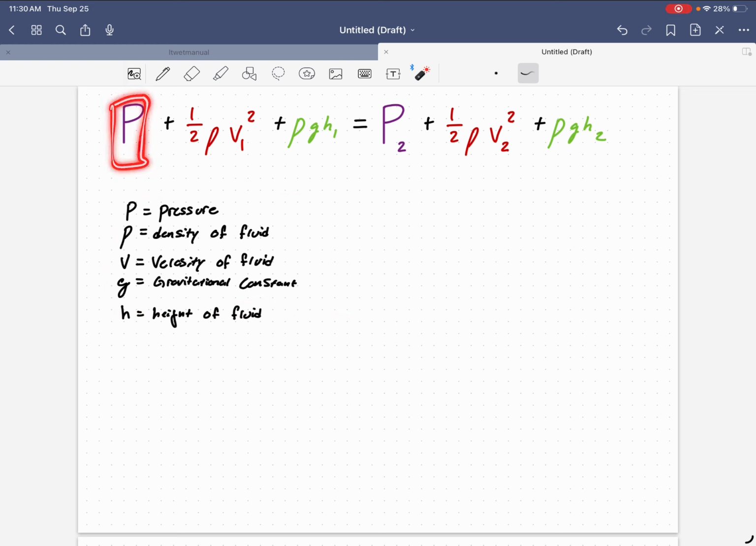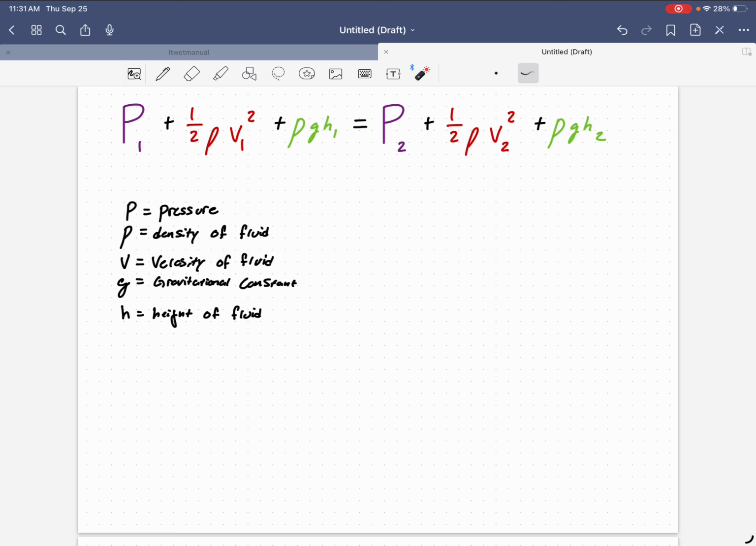So here we have the pressure. This is your pressure energy in this section here in purple. This here is your kinetic energy. And then right here is your potential energy. You can see that these are basically the same as mgh, right? It's rho gh instead, because this is just the density. So again, just an energy balance. Like I said, we have pressure, density of the fluid, velocity of the fluid, gravitational constant, and the height of the fluid.